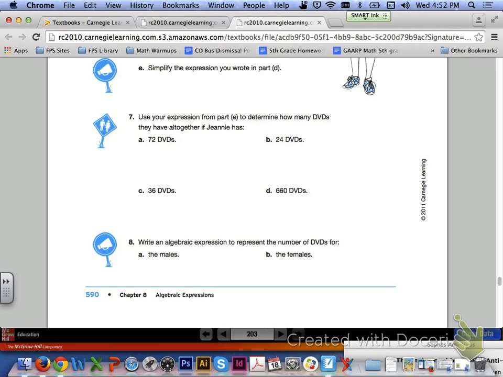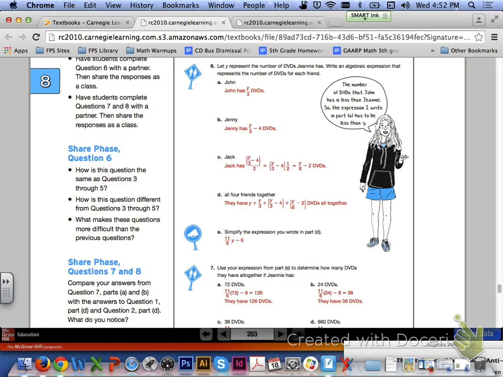Now the next question has to do with the males and the females. So let's go back to what we discovered about the males. So we're looking at John. John had y divided by 3 DVDs. So if John has y divided by 3 DVDs, and Jack has y over 6 minus 2 DVDs, now we have to put these together.